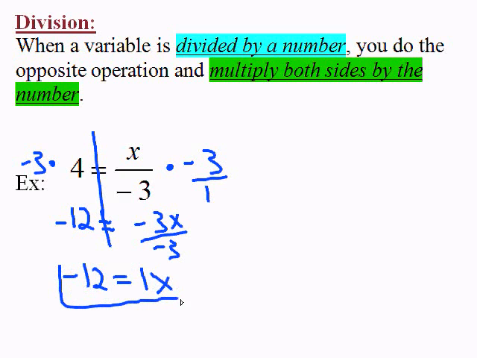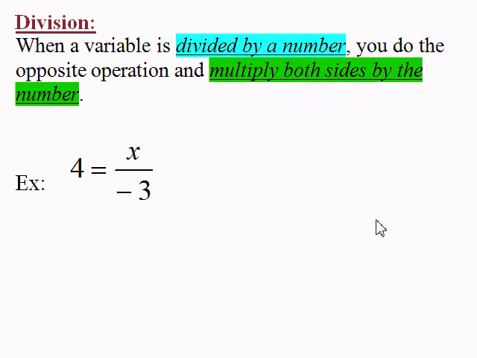1x. And there's your final answer. To check your solution, like we put the negative 12 back in for x. Negative 12 divided by negative 3 is indeed positive 4, so our solution checks out.